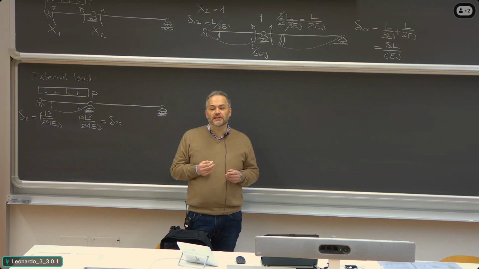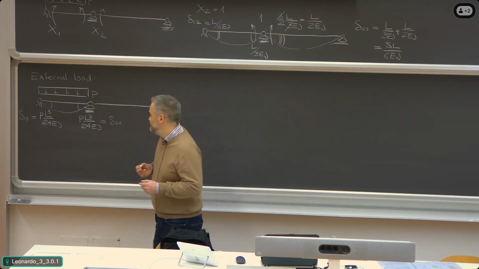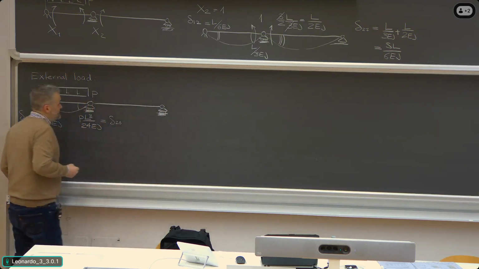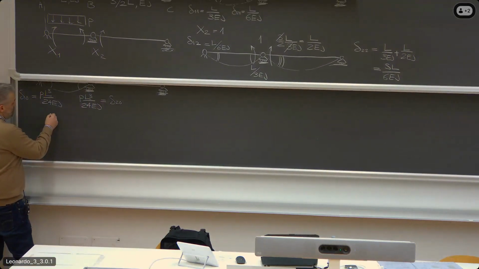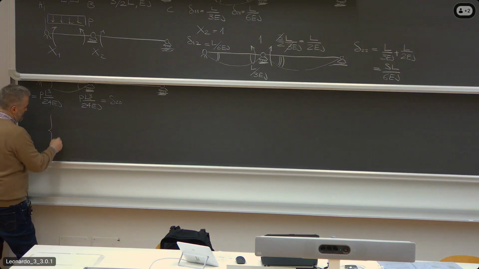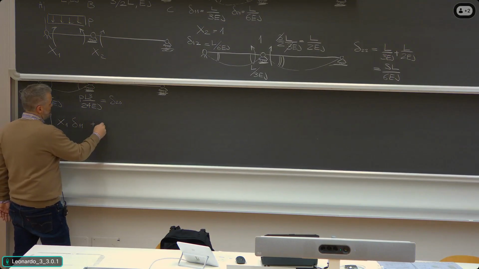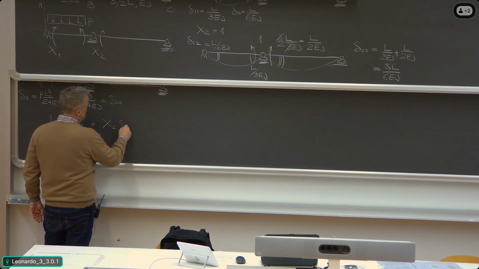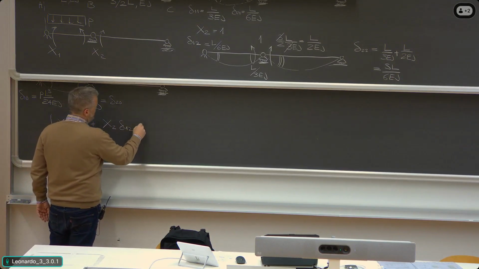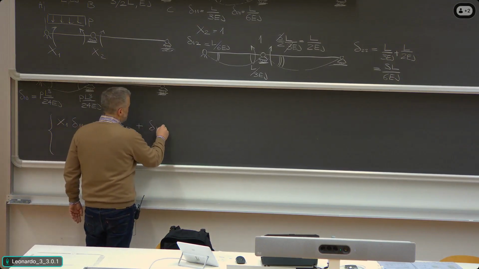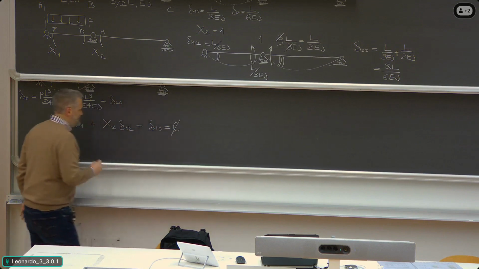Basically making sure that these rotations which we allow to take place are 0. How are they written? Basically, x1 times delta 1,1 plus x2 delta 1,2 plus delta 1,0 equals 0. First equation.